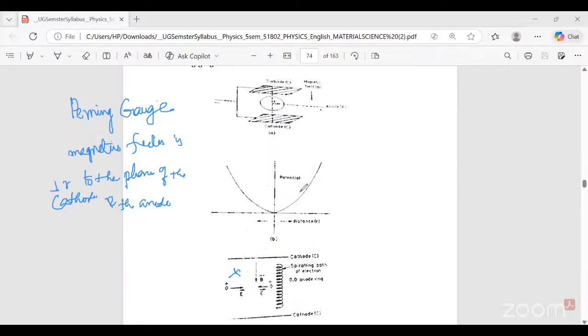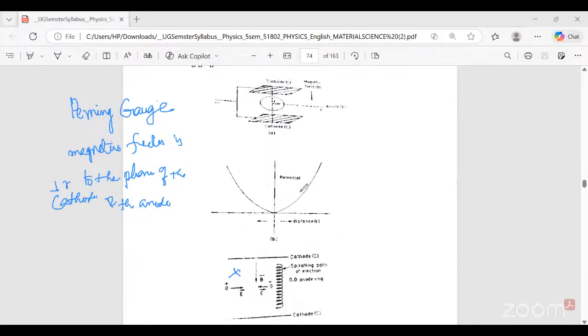Generally it is operated at high voltages, around 2000 to 4000 volts. We apply this potential difference between the anode and cathode, with the anode positive and the cathode negative. The electrons which are leaving the cathode will go towards the anode.